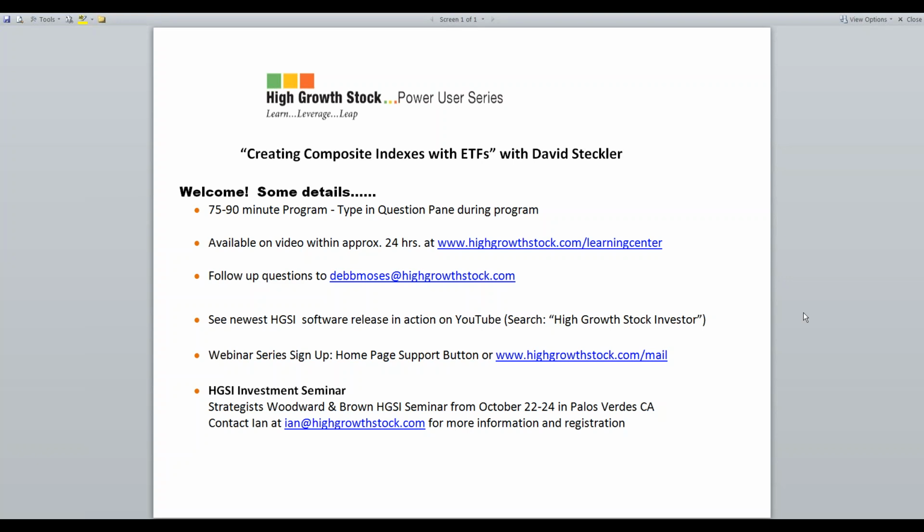Today should be particularly interesting given that our speaker, Dave Steckler, is doing a specialized topic on creating composite indexes with ETFs. It's also a timely topic since we recently expanded our ETF capability in our most recent software release. Our data now includes the component parts of over 400 ETFs. And the software release also made other improvements to our database. For example, we now have the components of over 180 market indexes.